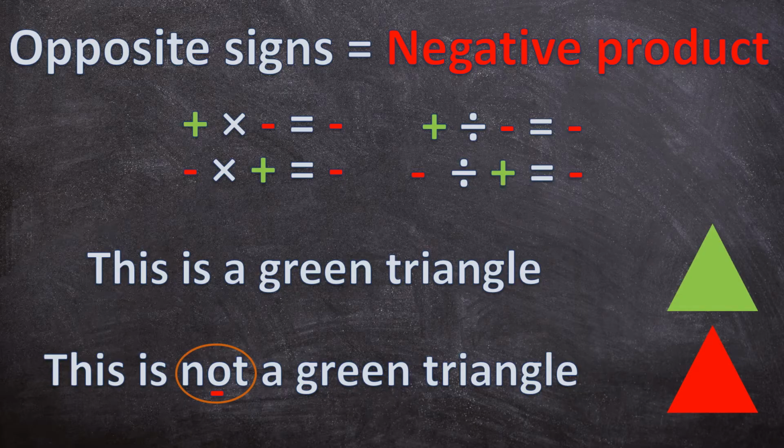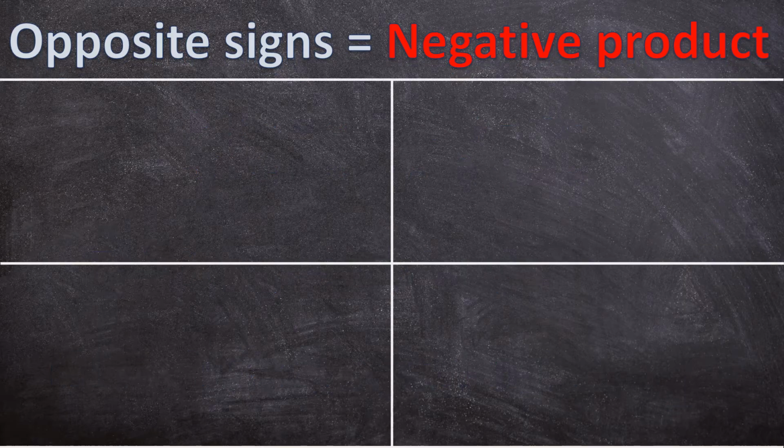Okay, let's look at the first rule. When we have opposite signs, we are going to have a negative product, a negative answer. And again, that counts for multiplication and division. Let's look at a few examples. 5 times negative 2. We know when we have opposite signs, we're going to have a negative answer. So positive times a negative is going to give me a negative. And 5 times 2 is 10. So 5 times negative 2 will be negative 10.